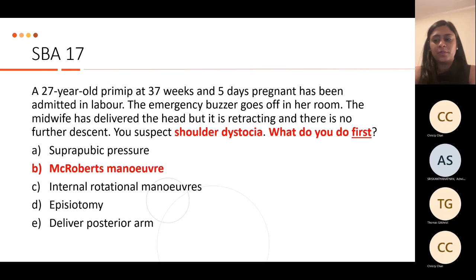So as most of you hopefully have got, McRoberts maneuver is the first thing that you do. There is a very set criteria of maneuvers you do first. The most important one actually is McRoberts, because it's the one that opens out your pelvic inlet as much as possible of all the maneuvers listed. The next one after that would be suprapubic pressure.